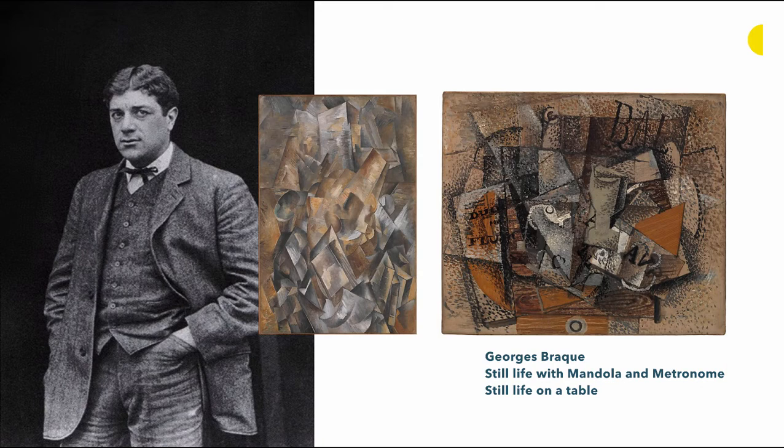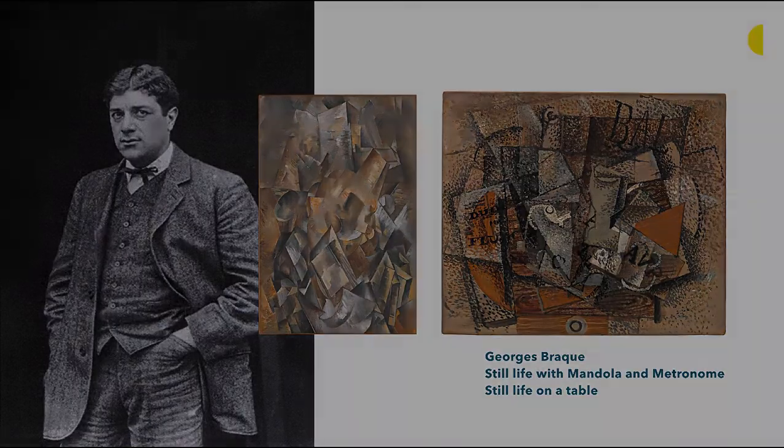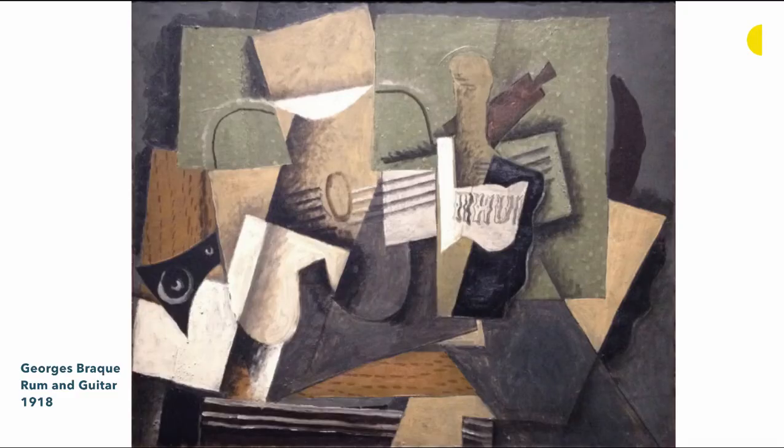Here we see a still life with mandola and metronome, which is at MoMA, New York, and then to the right, a still life on a table. Again, the monochromatic palette and the fragmentation and faceting give it away. Here's another beautiful piece he created, and it translates to fruit dish and ace of clubs. Hopefully you see the grapes there in the middle and the cards down below it. Here we see another piece, Rum and Guitar, from 1918.